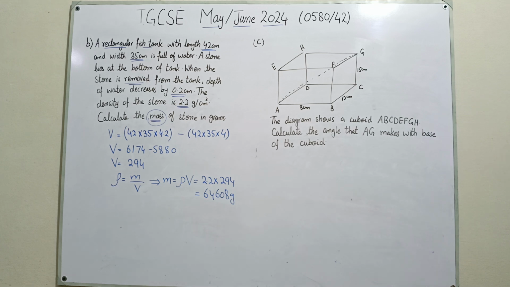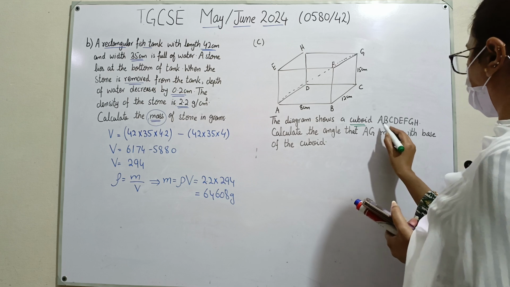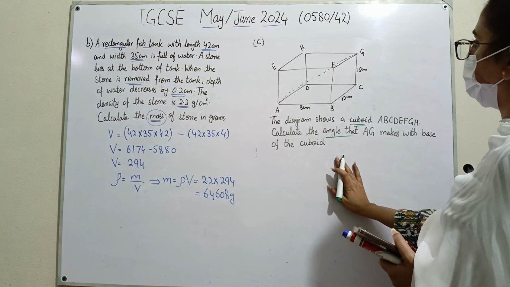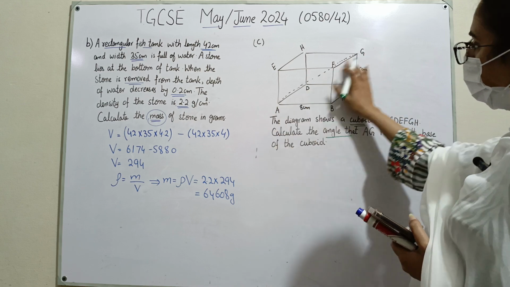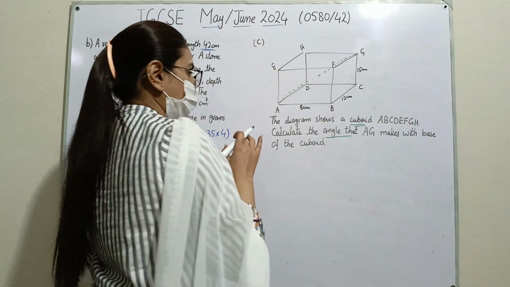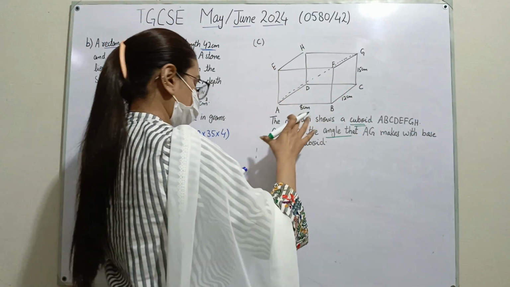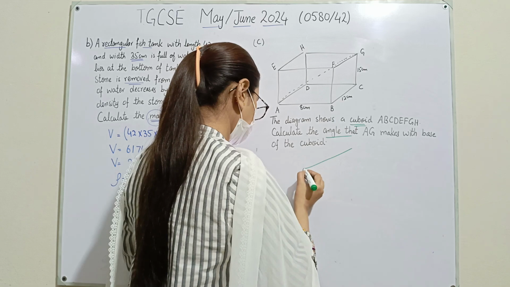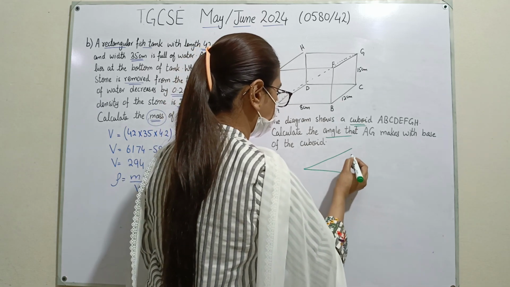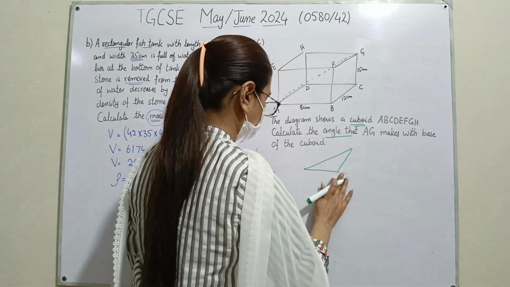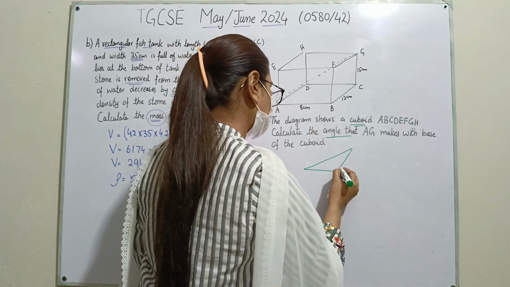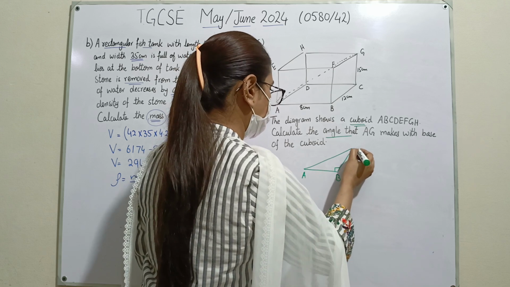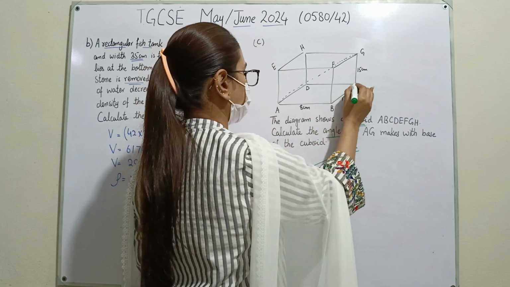The diagram shows the cuboid, whose name is ABCDEFGH. Calculate the angle that AG makes with the base. What is AG? AG is this diagonal. So in order to calculate the angle over here, you have to separate the figures of your own choice. So take this figure first. It is making a 90 degree angle. This is A, B and C. See over here, I have taken this diagram.